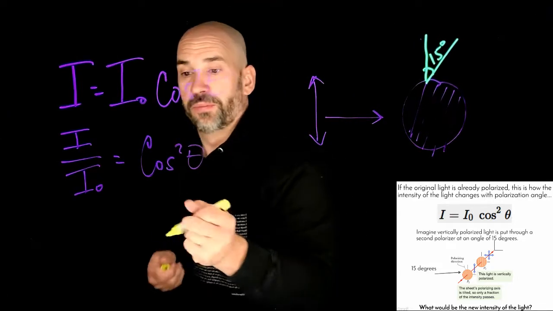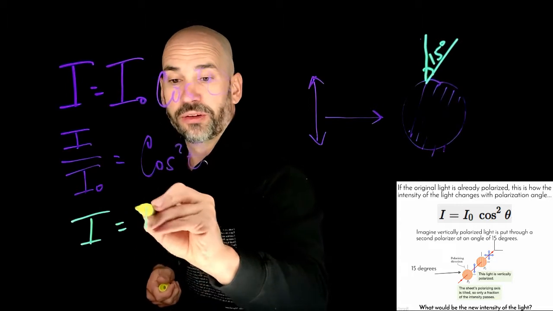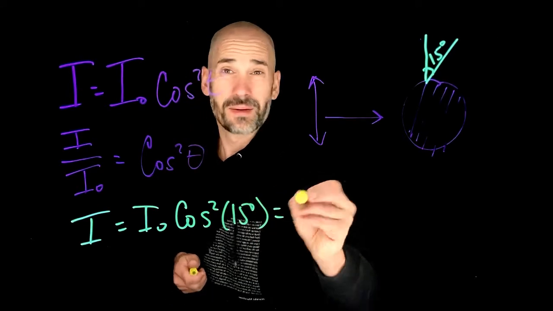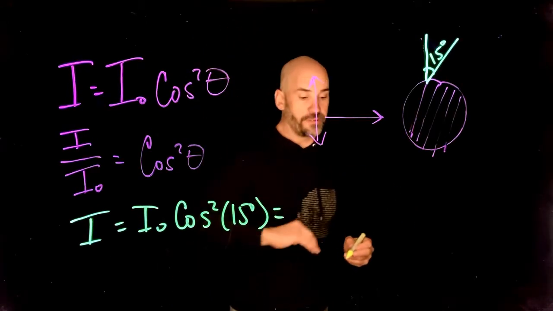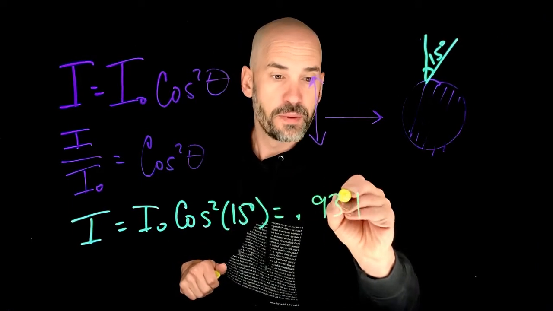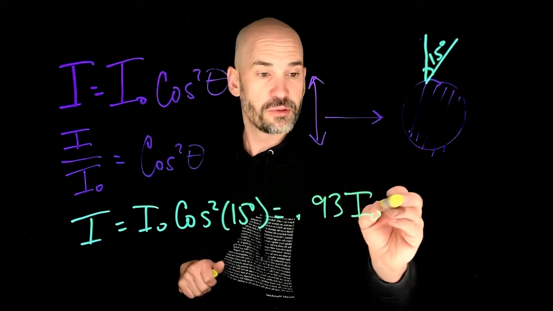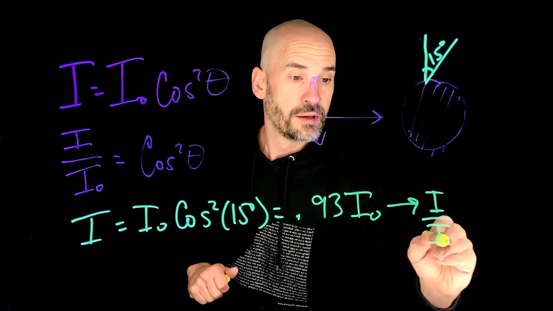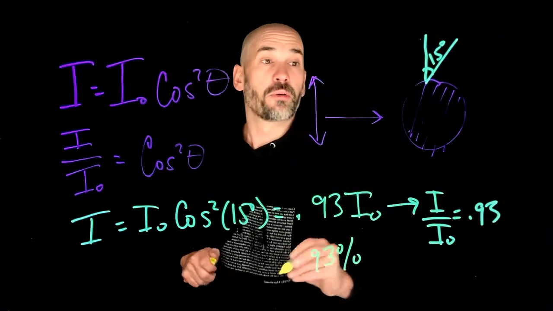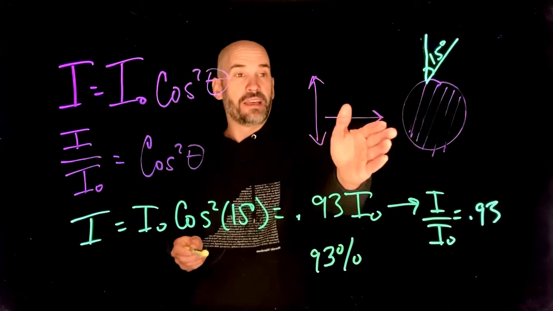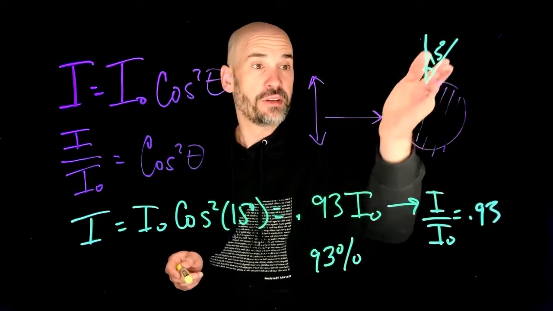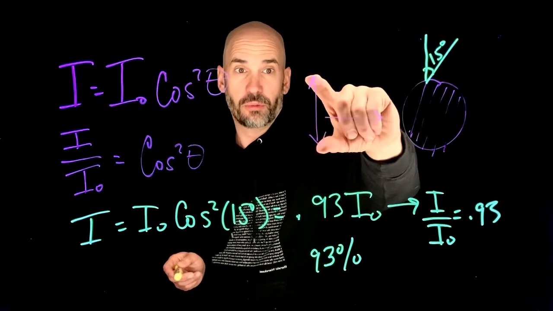Very, very simple. Your new intensity will be the old intensity times cosine squared of 15 degrees. Simple as that, right? And cosine squared of 15 degrees is about 0.93. So it'd be 0.93 I naught. If we look at this as a percentage, as I over I naught, we get 0.93, which would be 93%. In other words, 93% of the original light would still come through if you put polarized light through another polarizer that's 15 degrees off the axis of the original polarization.